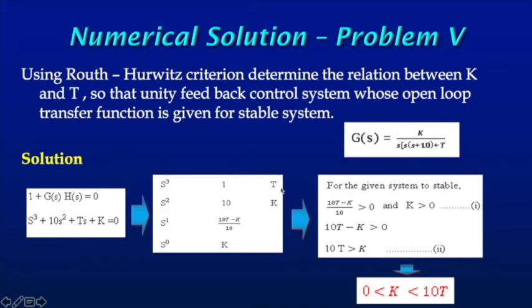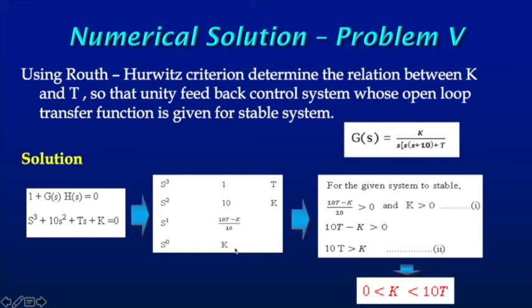Then using the Routh criterion, form the first and second rows from this characteristic equation. Then what is the third row? 10 into T minus 1 into K divided by 10, and this one is this into K minus 10 into 0 divided by this. So this value is K.